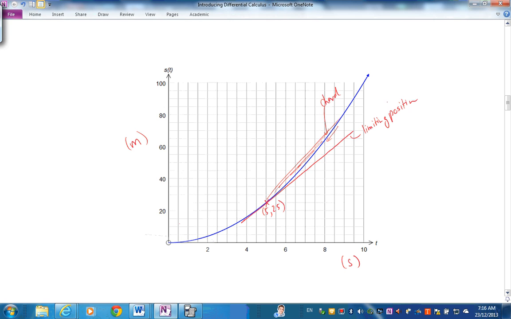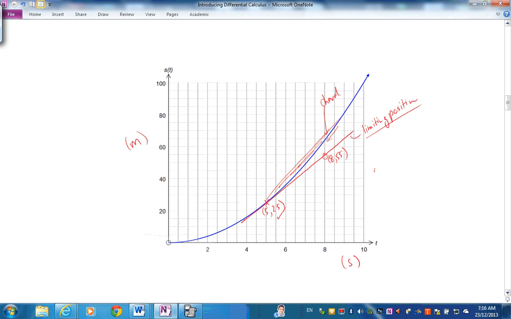Okay, how are we going to find the slope of this tangent? Well, we've got one point on it. Let's go out to another point. Is there a point that's exactly on it? Well, this one looks pretty good. And this is 8, 55, I think. This point here, 8, 55. So let's work out the slope of that.